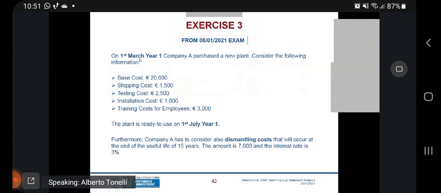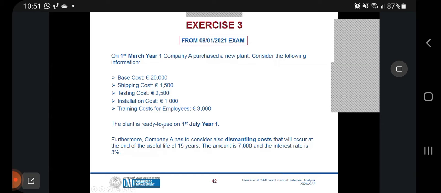Exercise 3 from the exam of January 2021. On 1st March year 1, company A purchased a new plant, considering the following information. Base cost 20,000, shipping cost 1.5 thousand, testing cost 2.5 thousand, installation cost 1,000, again training cost for employees 3,000. But please consider that the plant is ready to use on the 1st July year 1.